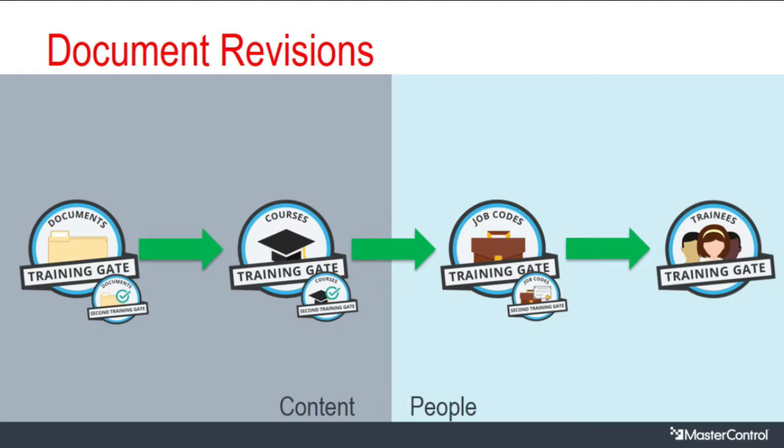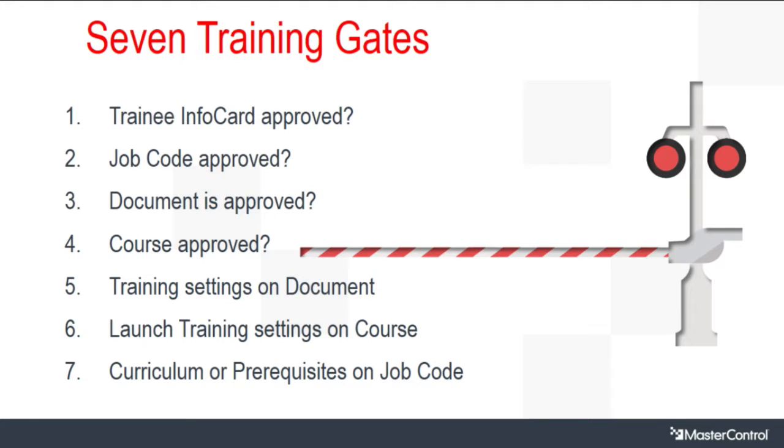So I think the training module in MasterControl is kind of the same in that there seems to be a lot of different ways to stop training from reaching the trainee. So we have to be vigilant to make sure that all of our valves are open, all the gates are lined up so that our trainees can go on to the next one. So these are the 7 training gates in MasterControl.